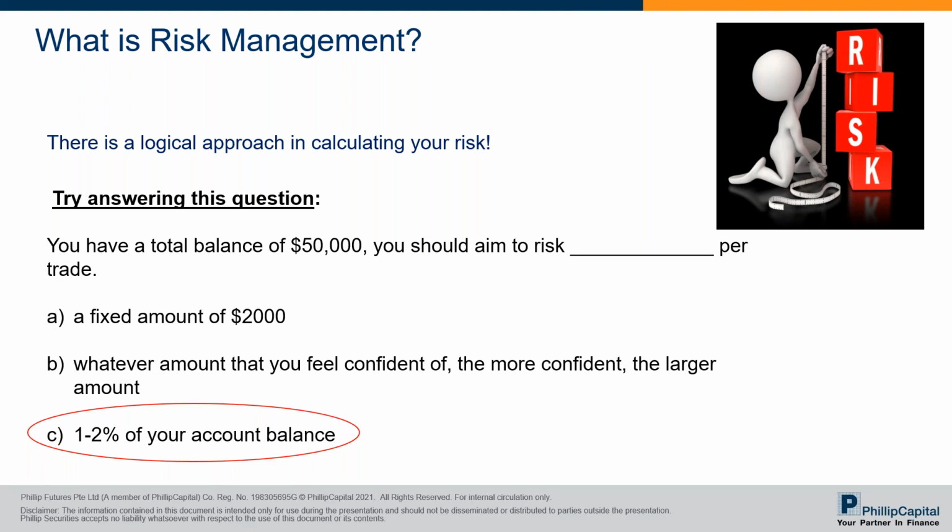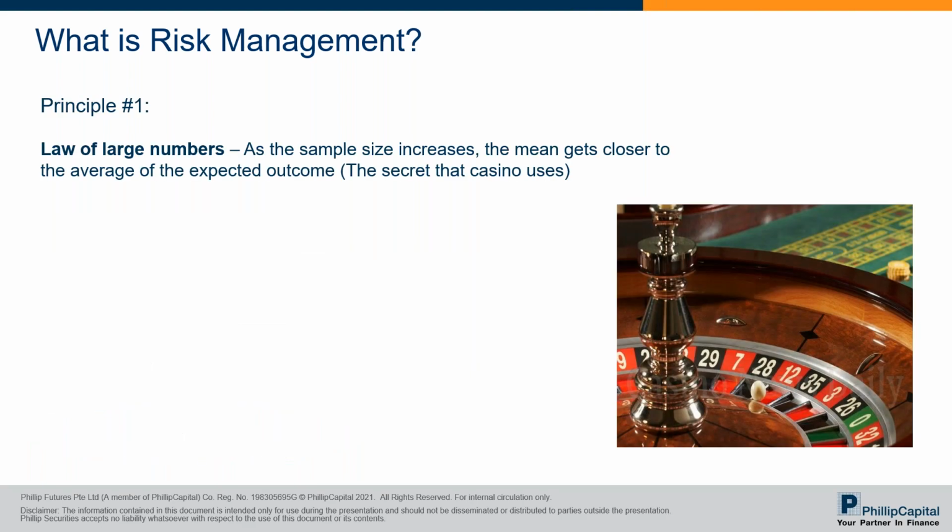So this is the portion that covers position sizing, right? How much do you put on per trade? So why does that work? Why do I say 1 to 2% of your equity balance?